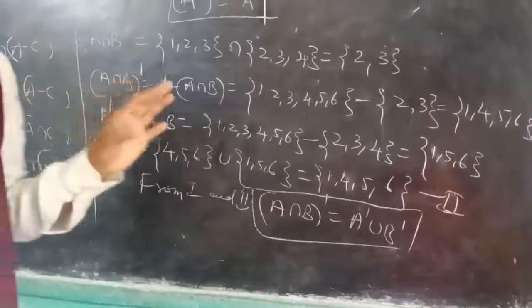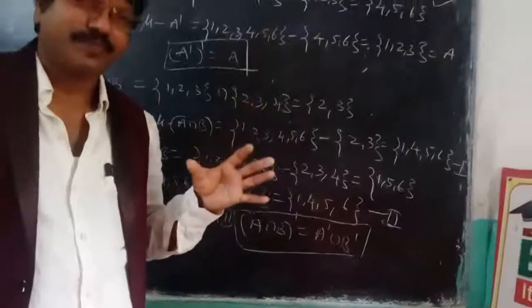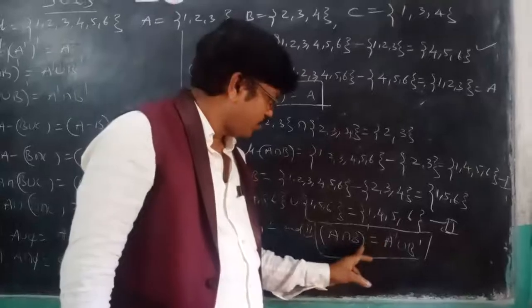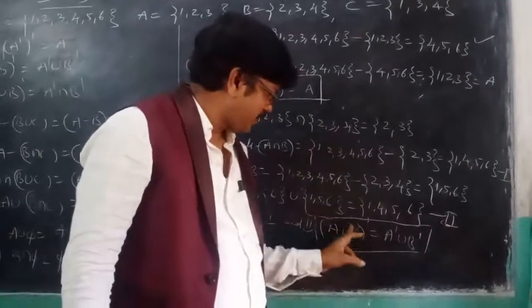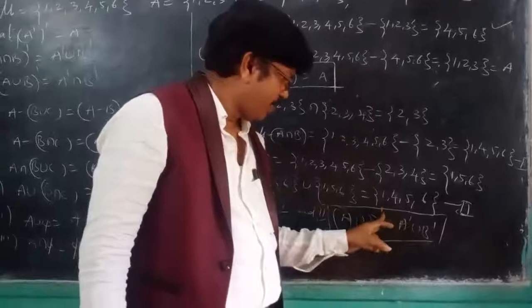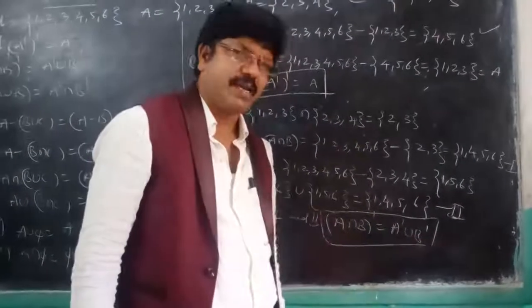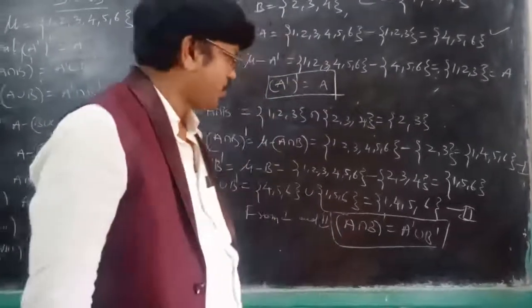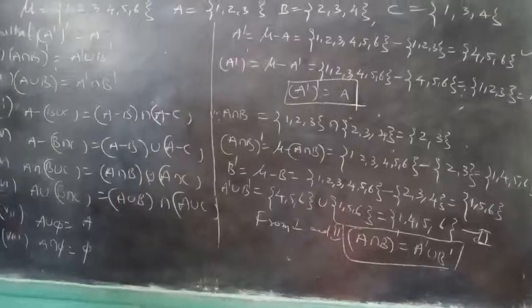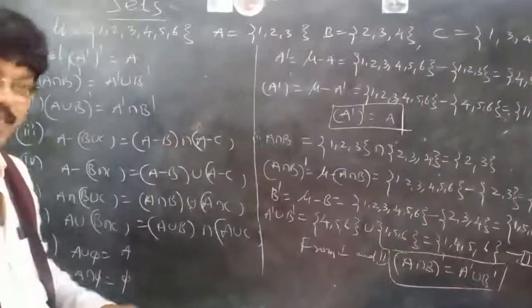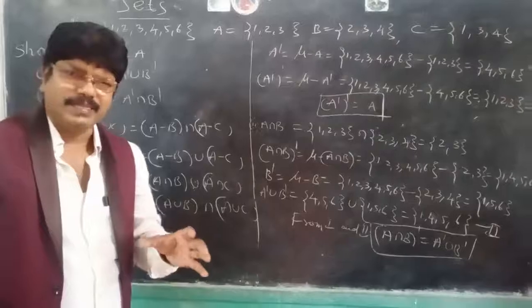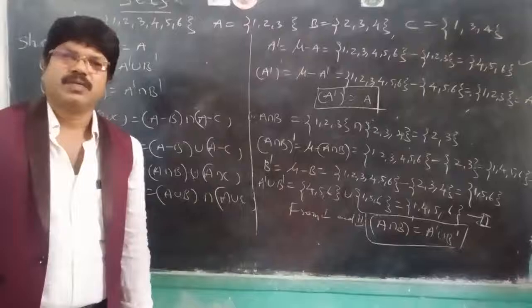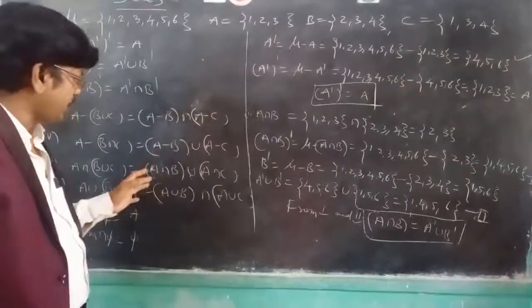So observe very closely and remember with this clue: A intersection B whole dash, if you remove the bracket, intersection changes to union, and complement goes to each and every A and B. Complement goes to A and B. A dash union B dash. Copy down. And children, I think you can do all these identities. You can show all these identities.